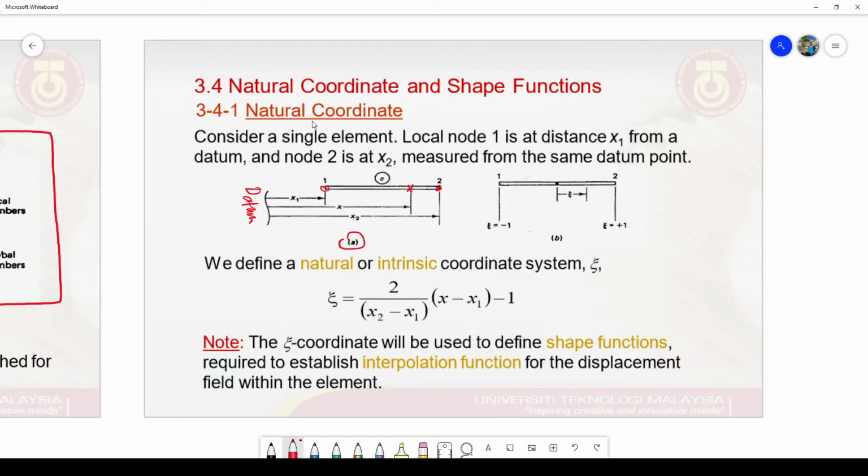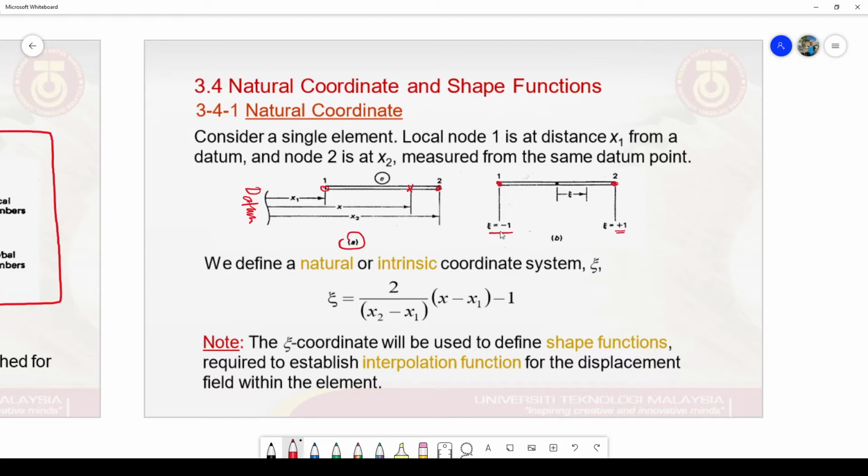And in natural coordinate systems, the similar element can be viewed in this natural coordinate system, where from the textbook that we refer to and use as our main reference in this course, it will take the natural coordinate system, labeled by z, and the value will always be -1, which is on the left hand side of our element, and the value of z will always be +1 on the right hand side of our element.